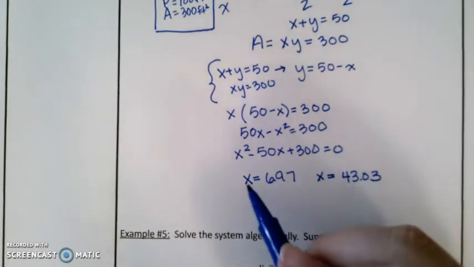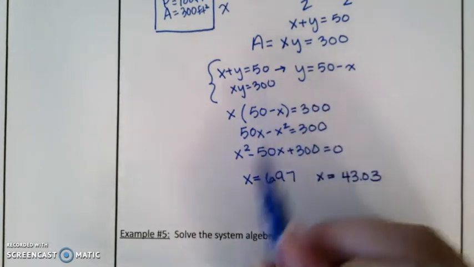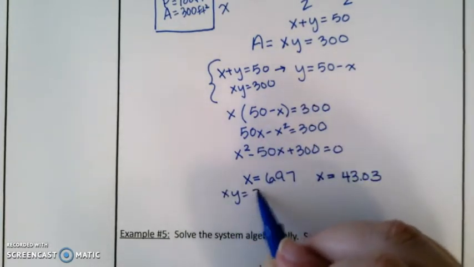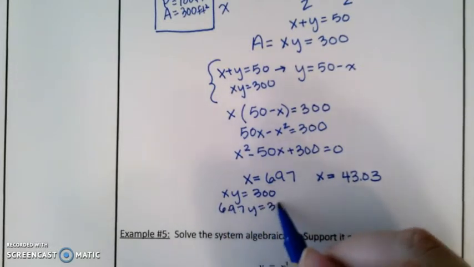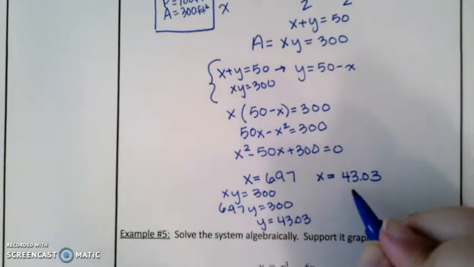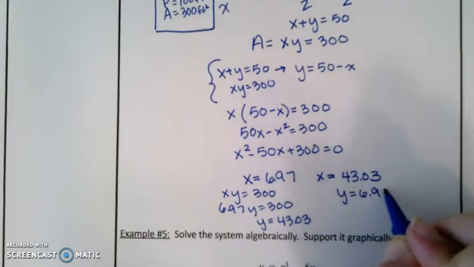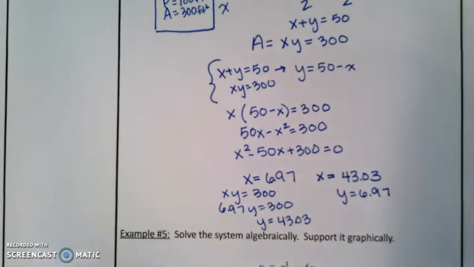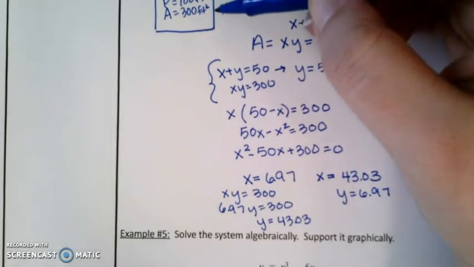So if x equals 6.97, you can do xy equals 300. So 6.97y equals 300. So then y equals, and you'll end up with 43.03. And similarly, if you substitute this way, you'll end up with y equals 6.97. And so we know the dimensions of our garden. It doesn't really matter which one I had called x and which one I had called y.